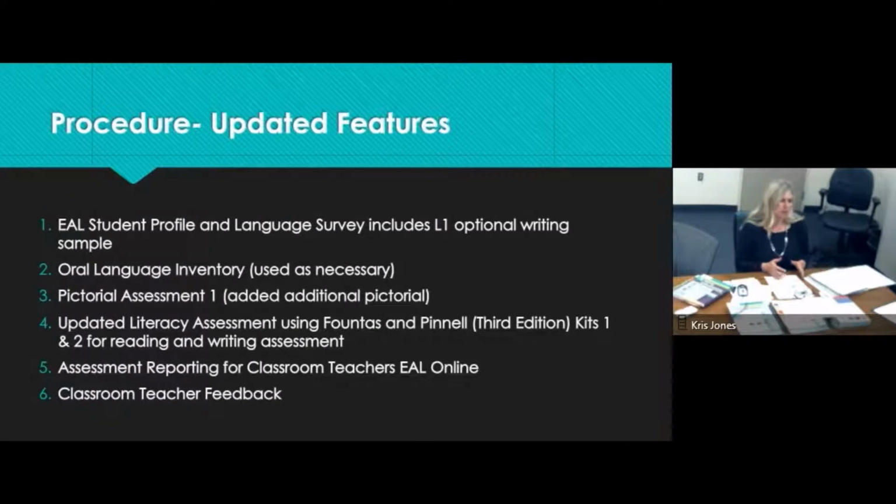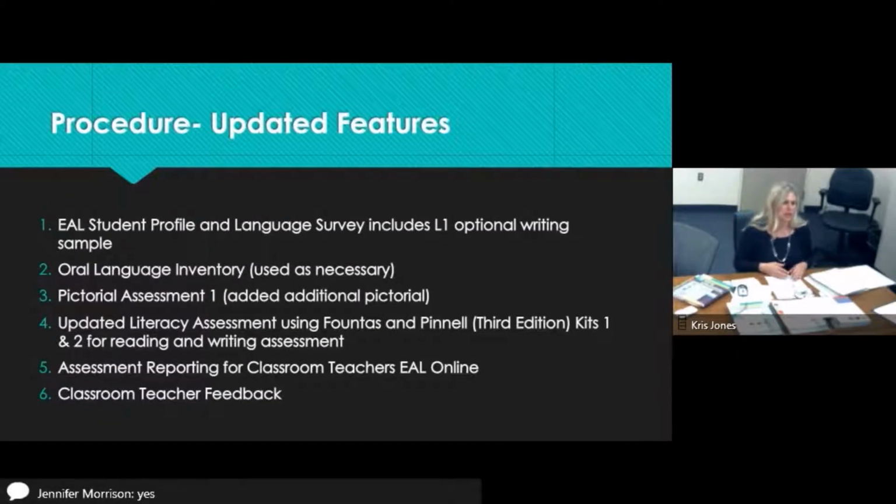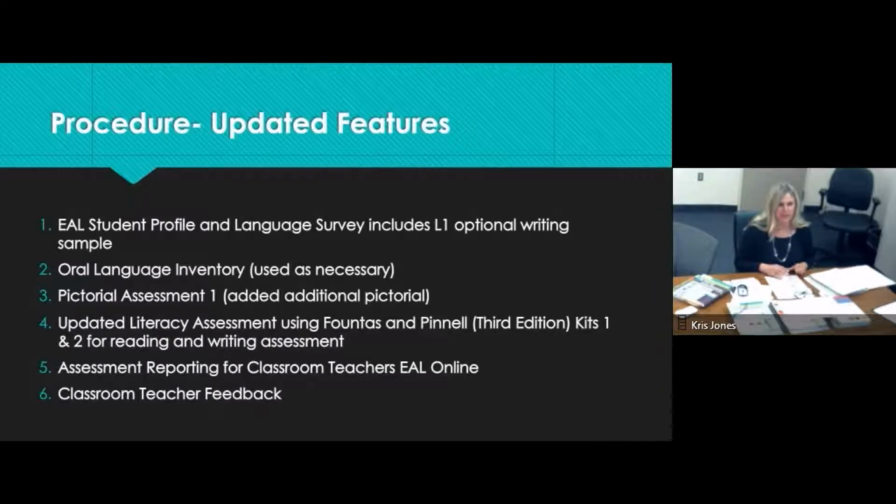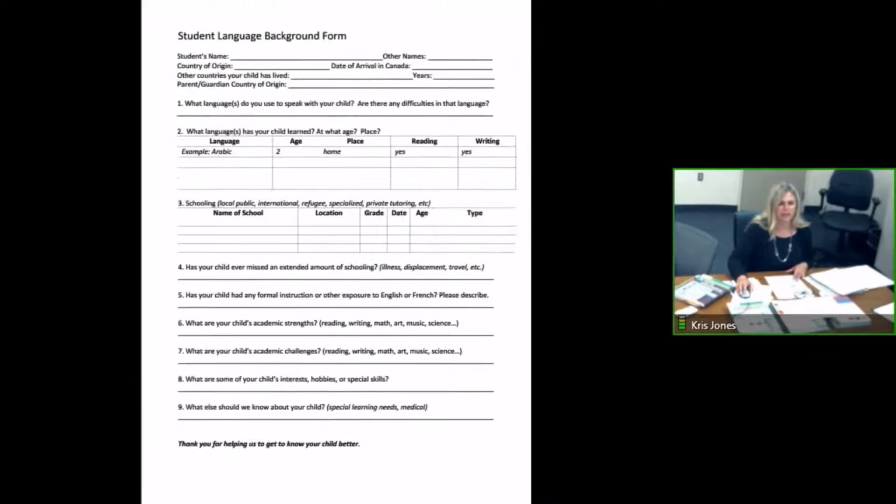So before we go into the actual assessment, let's go over the EAL student profile and language survey and the L1 optional writing sample. I think there may be some questions around this. If you preview the actual file that we had here, which highlights this, this becomes a very important start to finding out information about our students.